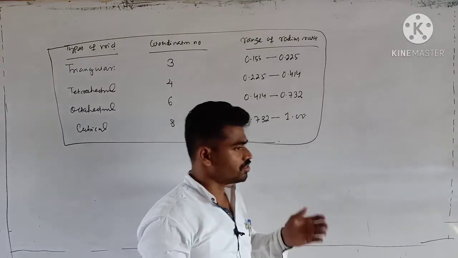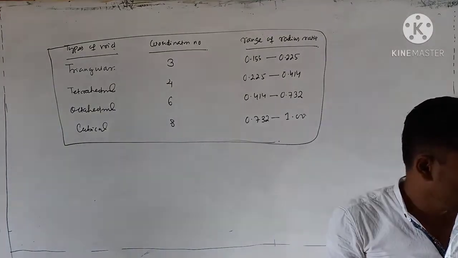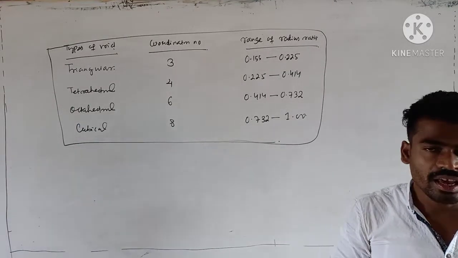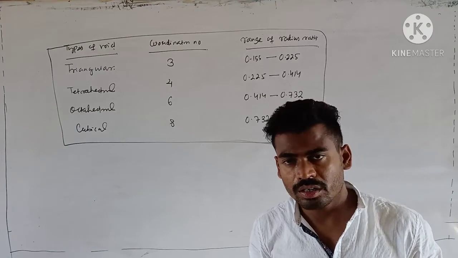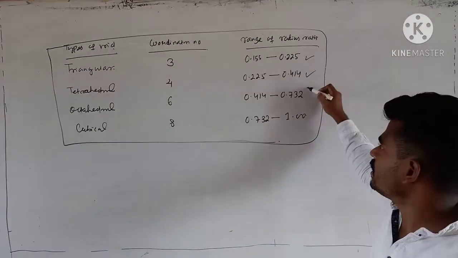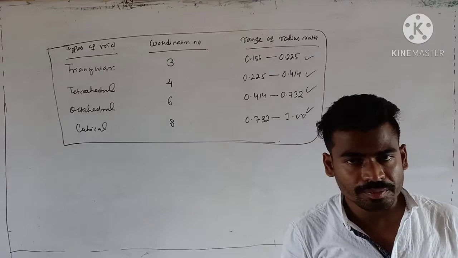That means from this ratio you can predict whether a particular size of cation can fit in the respective void or not. That can be predicted by considering this radius ratio. Is that clear? Okay.